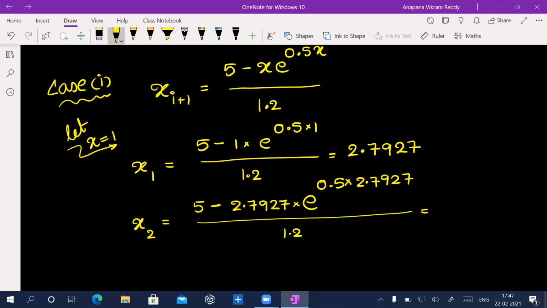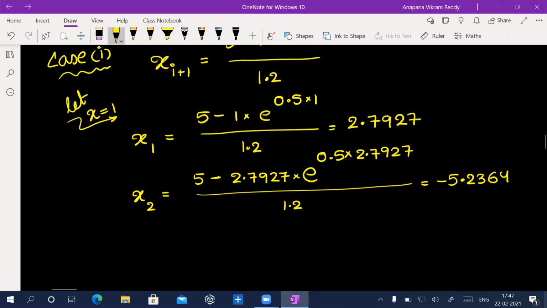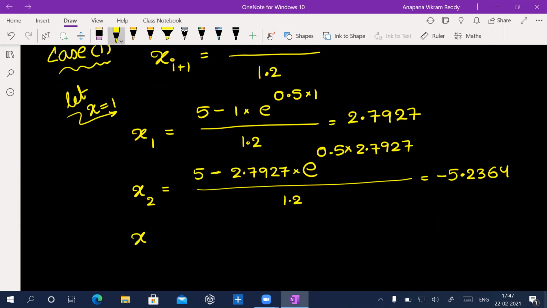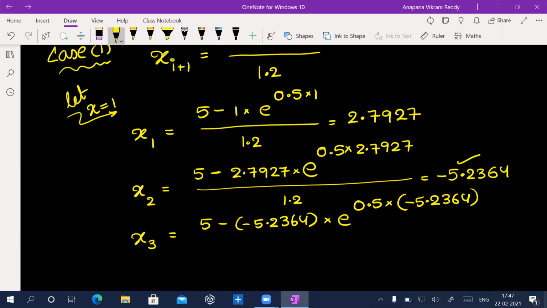So what do you get now? You get minus 5.2364. From this one you can confirm, right? You are going very far now. See, where is 1.5050 and where are we going? You find x3. So now you plug in this quantity, minus 5.2364, multiplied by e power 0.5 multiplied by, please carefully observe the signs, whether that's a positive number or negative number.